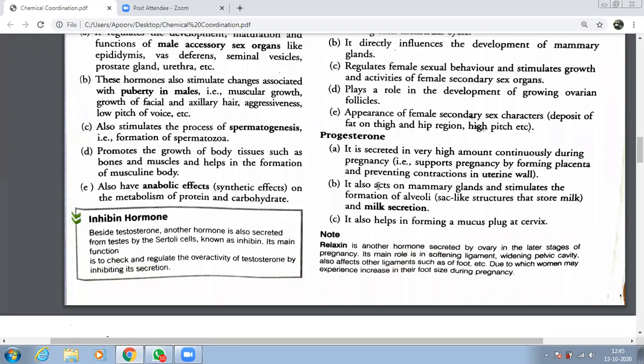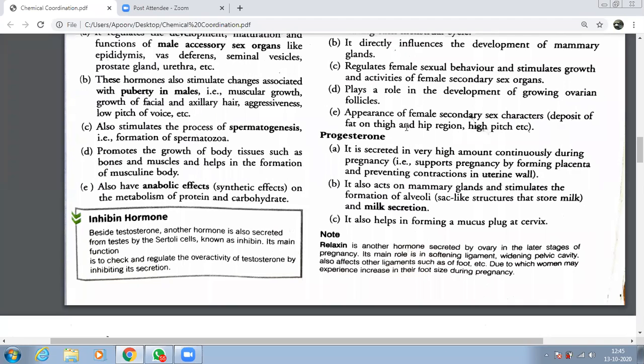Function. Secrete androgens, mainly testosterone. Yes. Mainly which hormone? Testosterone. Number 3, third type of cells.